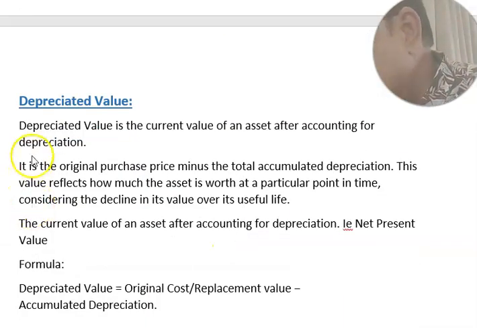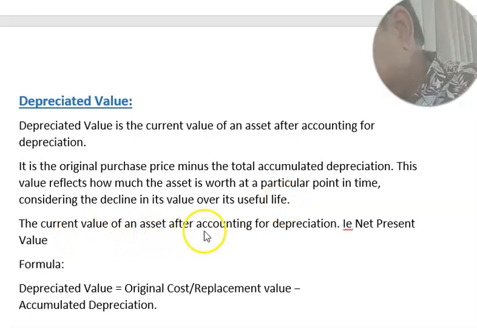Depreciated value. Depreciated value is the current value of an asset after accounting for depreciation. It is the original purchase price minus the total accumulated depreciation. This value reflects how much the asset is worth at a particular point in time, considering the decline in its value over its useful life. The current value of assets after accounting for depreciation is also called the net present value. Depreciated value is original cost or replacement value minus accumulated depreciation.